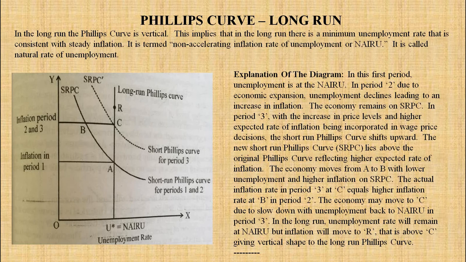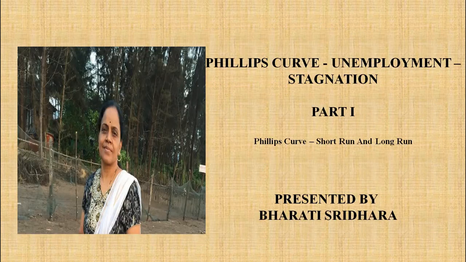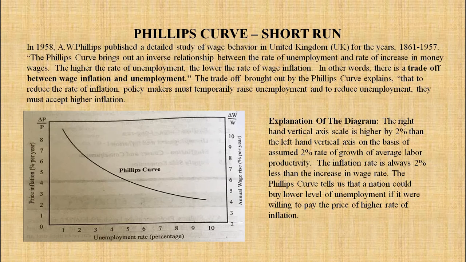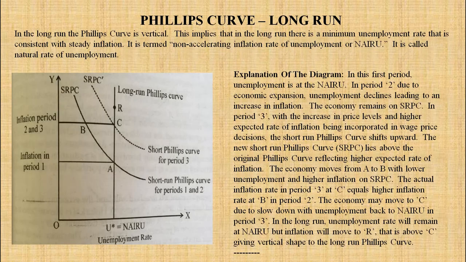So short run and long run, both are covered here. Basically, you have to understand that the explanation about unemployment and inflation is given over here. So when a question comes, explain the Phillips curve, short run and long run, you have to give both in your answer. This is the short run and the next is the long run.